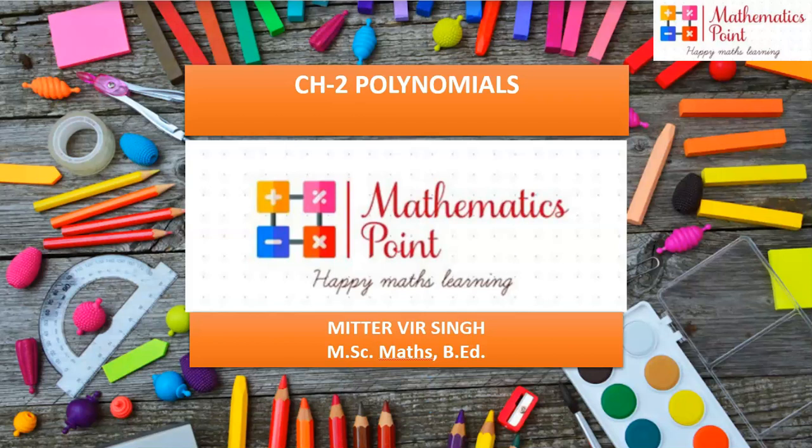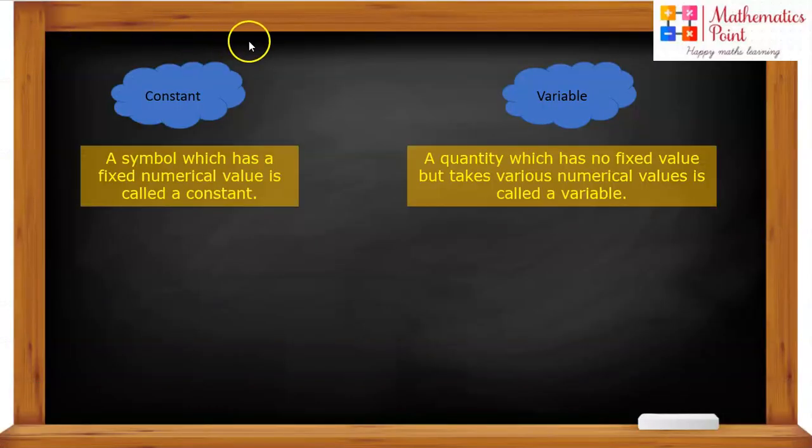In our today's video, we will be learning about polynomials. So, first of all, we will talk about some basic terms and definitions. First is, what is a constant? A symbol which has a fixed numerical value is called a constant. Constants are generally our numerical numerals.